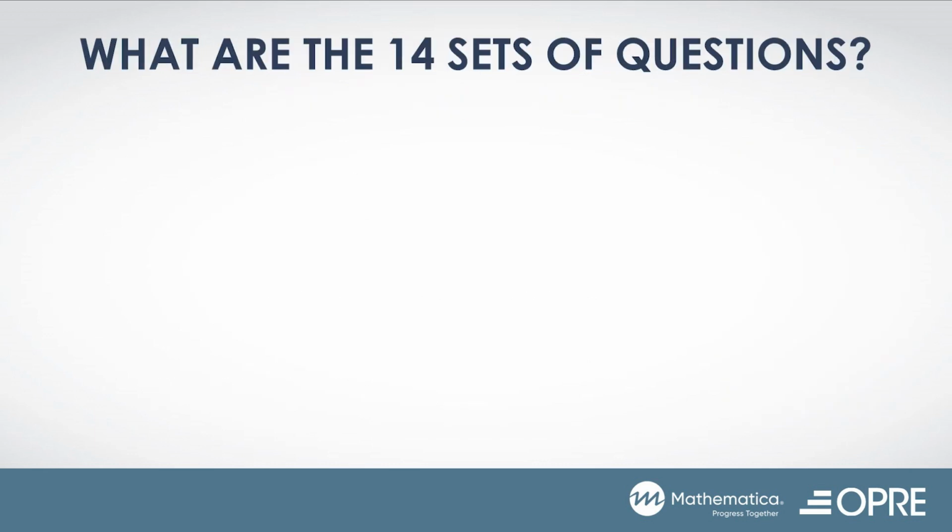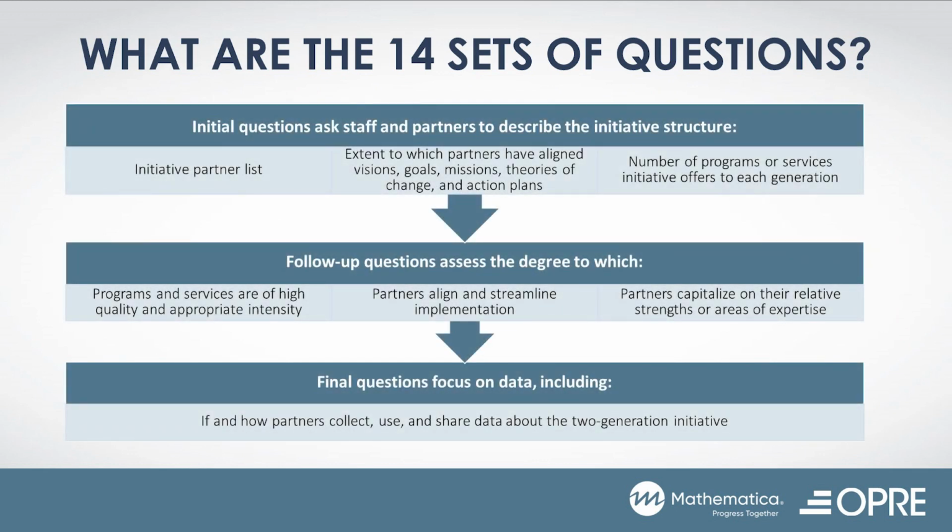So we've talked about the 14 sets of questions. What are these questions? The first set of questions asks staff and partners to describe their initiative structure. That includes listing all the partners involved in the initiative, the extent to which partners have aligned visions, goals, missions, theories of change, and action plans, and the number of programs or services the initiative offers to each generation.